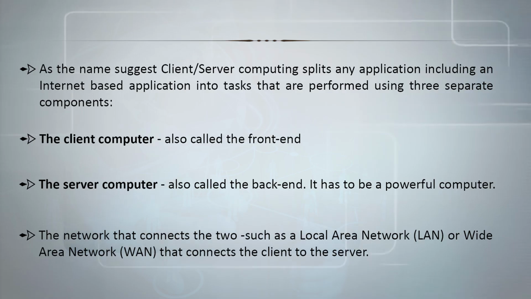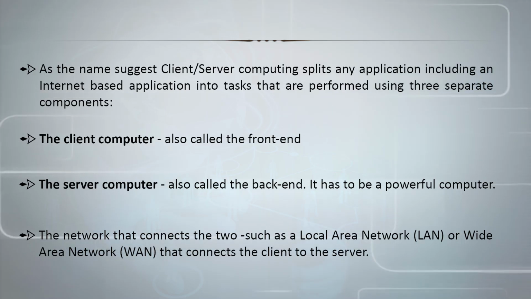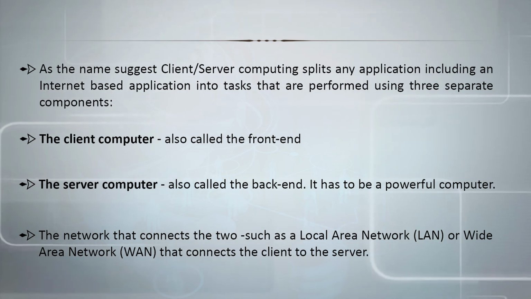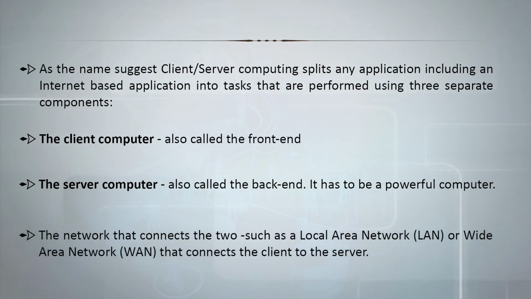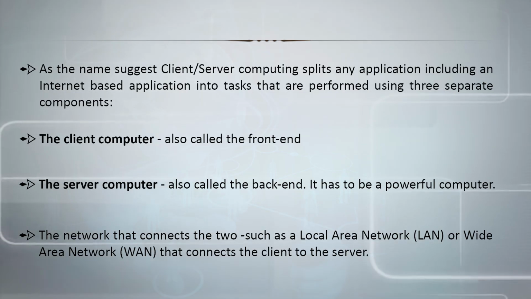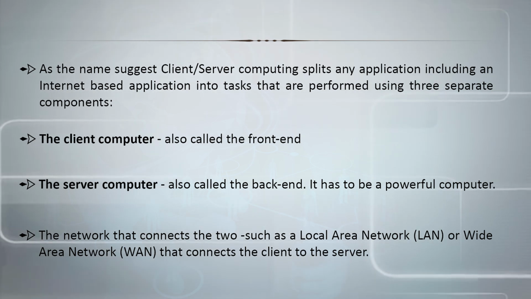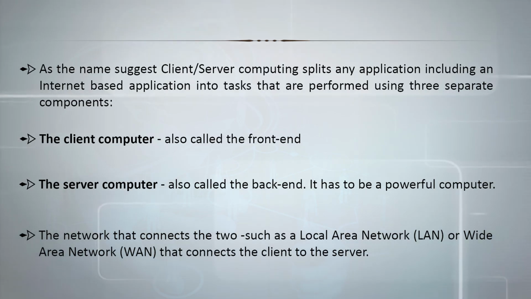The third component is the network that connects the two, such as a local area network or a wide area network that connects the client to the server. So the server and the client can be connected through any means. It can be a LAN, it can be a wide area network, and in our sense, let us forget about the LAN and WAN. For us it is internet. So in internet, whenever you sit before the computer, open the browser, type some address and get that information, how are the client and server connected? It is through a network, and basically it is nothing but the internet, which we often call a global collection of networks which are connected to each other.